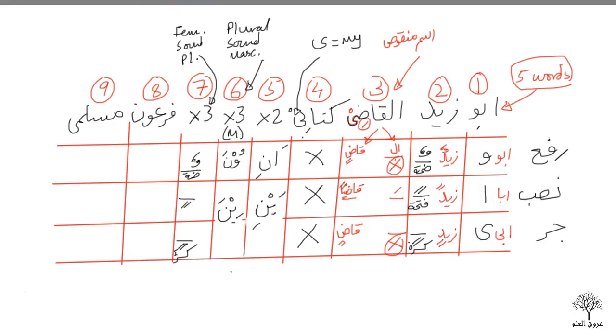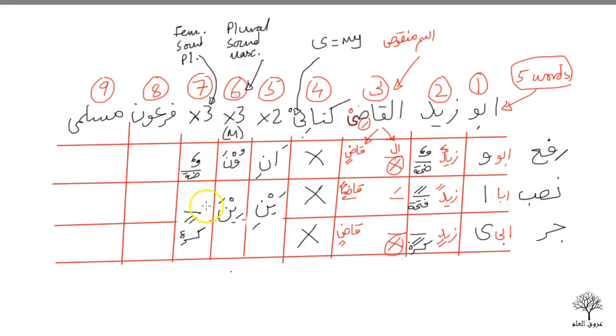I should have done them both the same, shouldn't I? Okay, I'll do the same, so I can keep it consistent. The nasab and the jar state are both the same, and you write it like this, with kasra. So in other words, it doesn't take the fatha symbol. It's the kasra symbol. Okay, so this is for sound feminine plural.